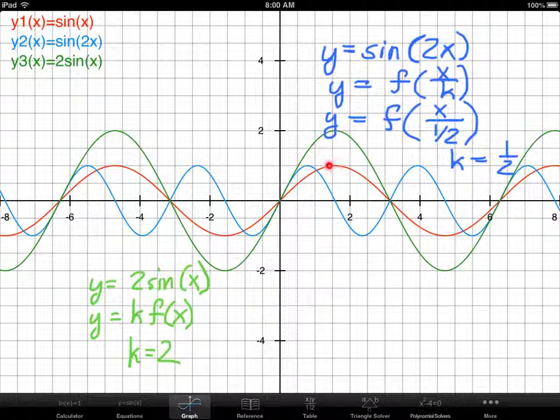So again, let's go back to this point. My y coordinate here is being multiplied by 2, and that's why the green graph is stretching vertically. Here, notice my y coordinate is 0, and 0 times 2 is still 0, so on the green curve that y coordinate is still the same. And notice that the x coordinates don't change. That's because this is just a vertical dilation.